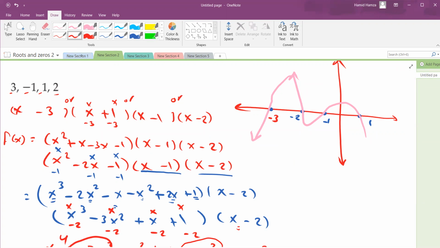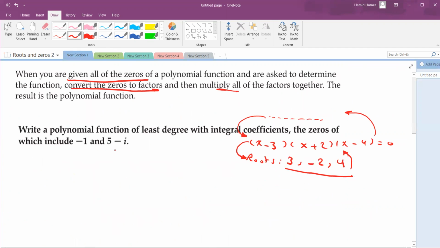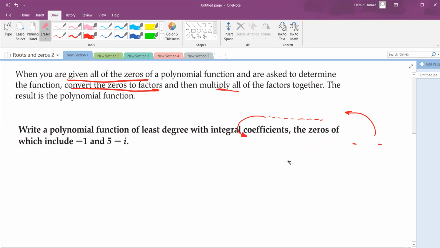Okay, let's go back to our question. If one of the roots is complex, guys, then its conjugate is also one of the roots. In the previous one, all of the roots or zeros were real numbers. But in this one, he gave you one real and one complex, so we directly write its conjugate. So it will be 5 plus i.